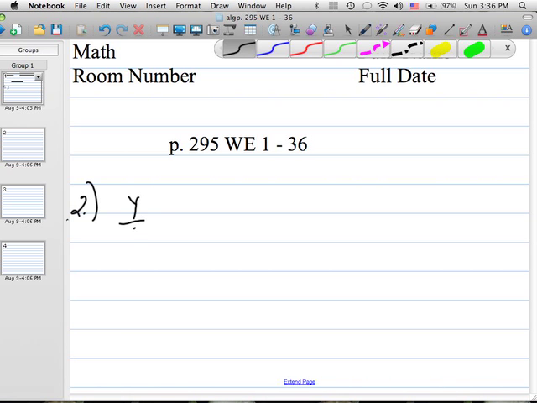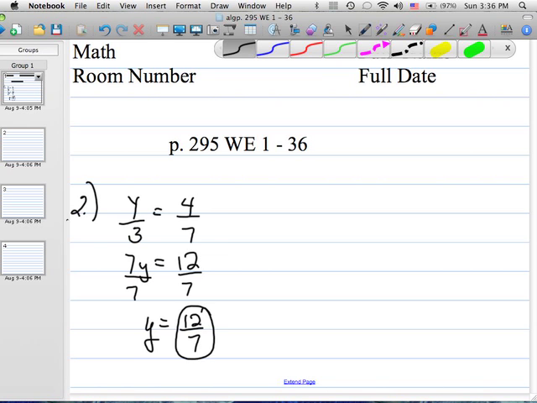Y over 3 equals 4 over 7. Cross products, we get 7y equals 12. Divide by 7, and y equals 12/7. Use 2 lines for your fractions.